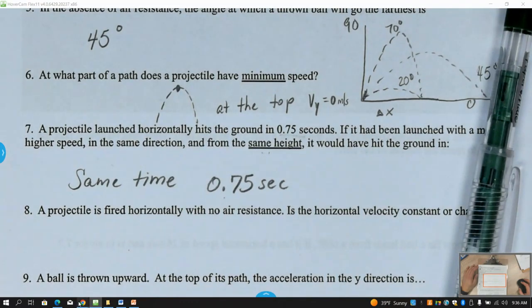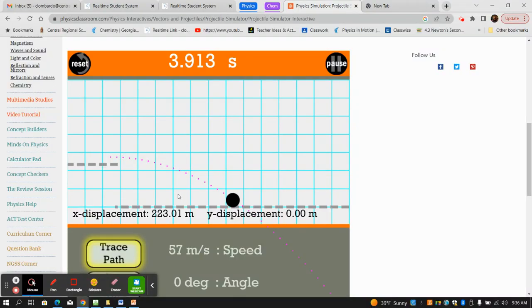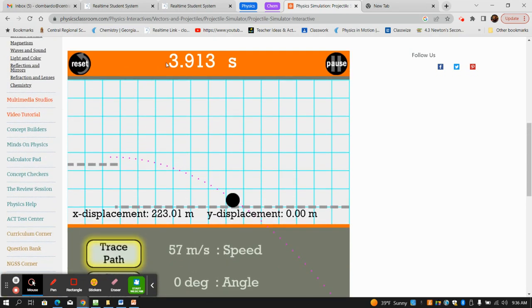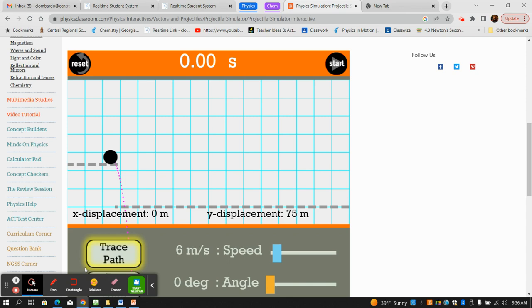So that's the same thing, guys, again in the simulation. All right, we just launched this thing at 57 meters per second, and it was in the air for this long. If I now change the speed to something very slow, it's in the air for the same amount of time.